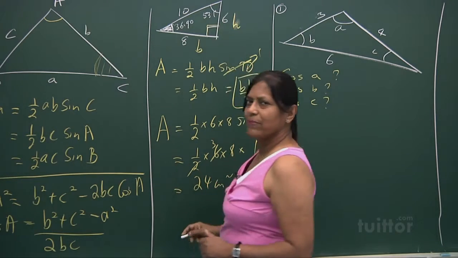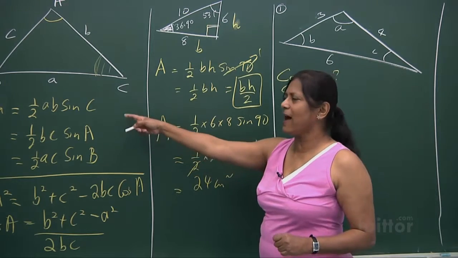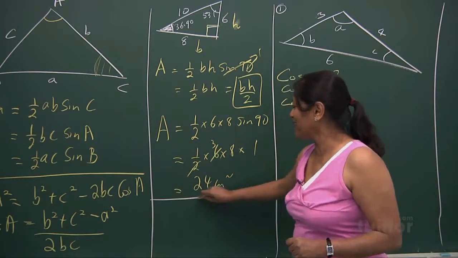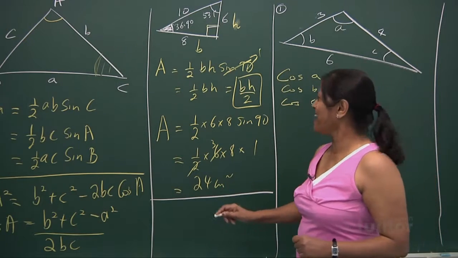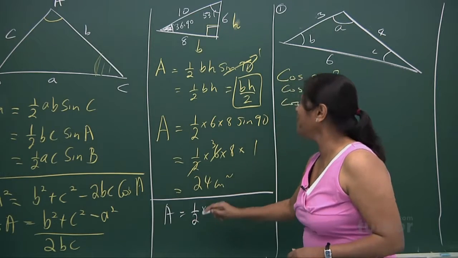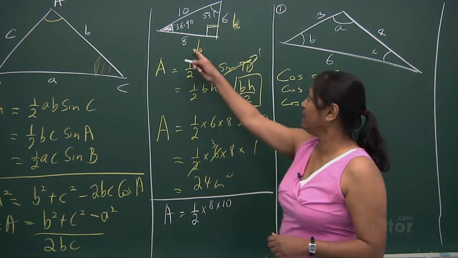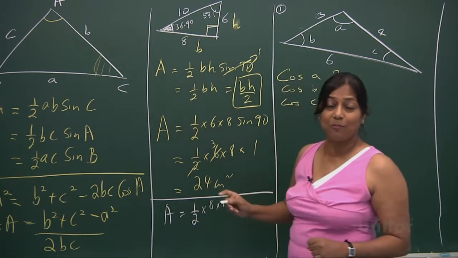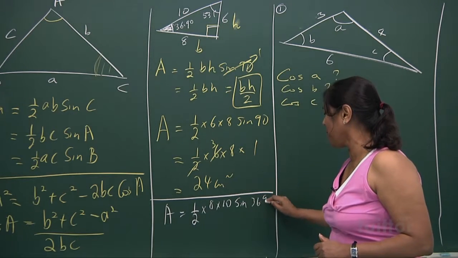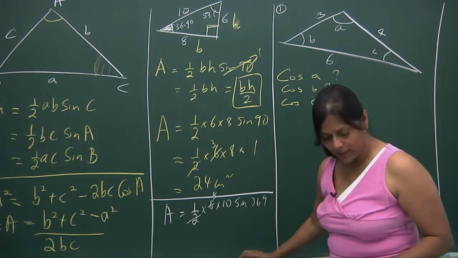53.1 degrees. Now we're going to test it. We said, is this formula half AB sine C? Does it really work? Let's look at it. Area of triangle: if we take the two given sides, half times 8 times 10, yes, and the angle between them is 36.9. So what do you put here? Sine 36.9. Cancel this, you get 4 times 10 is 40.